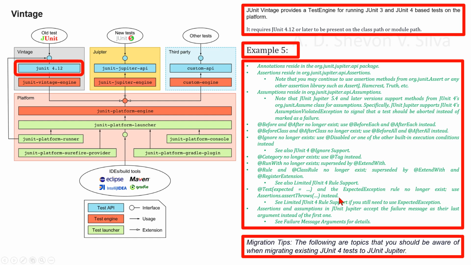@Test(expected = ...) and the ExpectedException rule no longer exist. Use Assertions.assertThrows instead. Assertions and assumptions in JUnit Jupiter accept the failure message as their last argument instead of the first one.